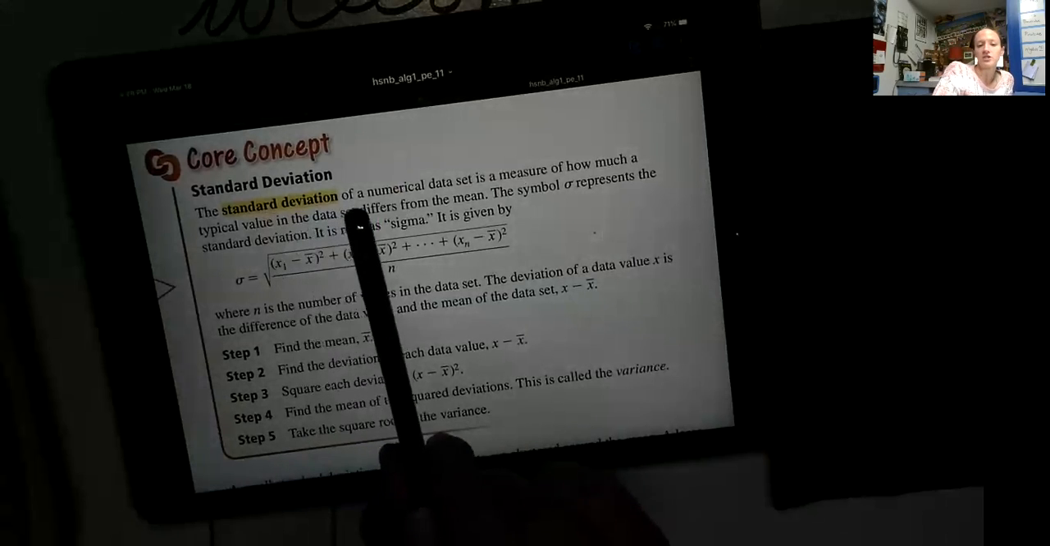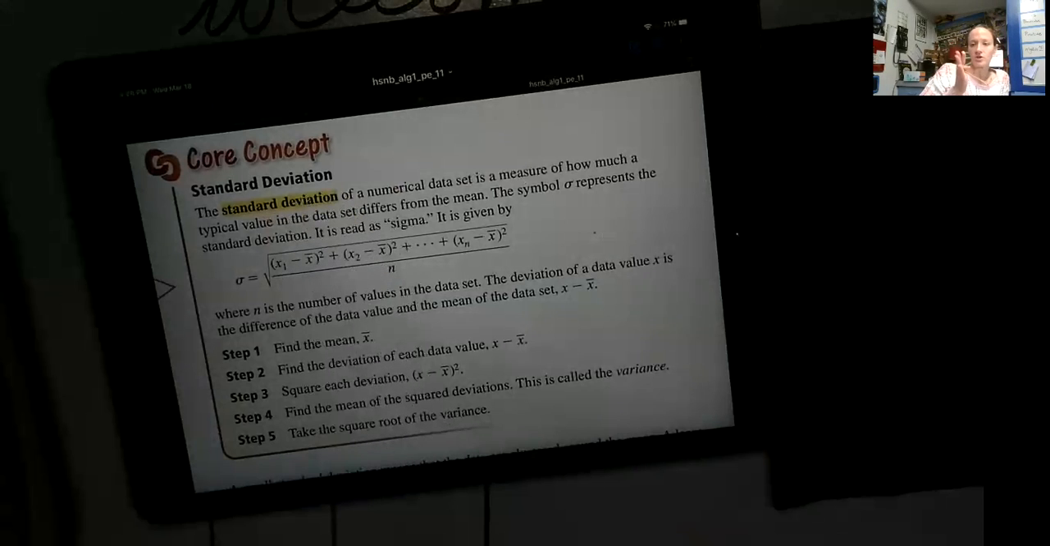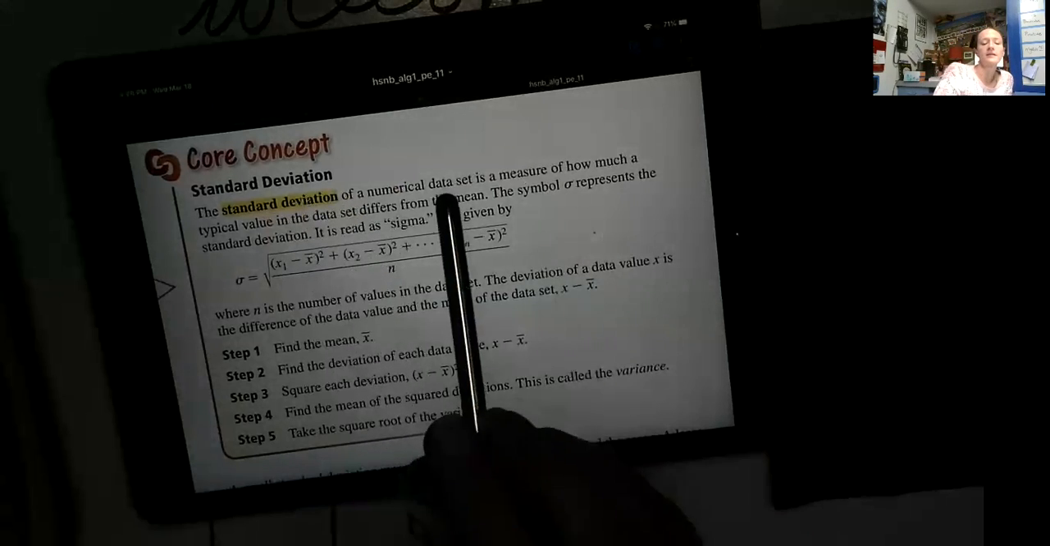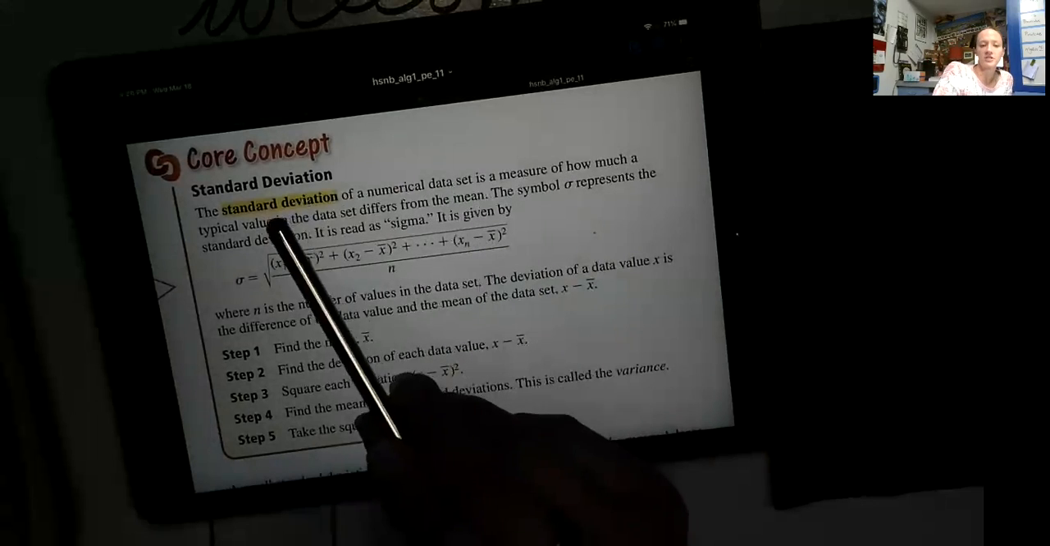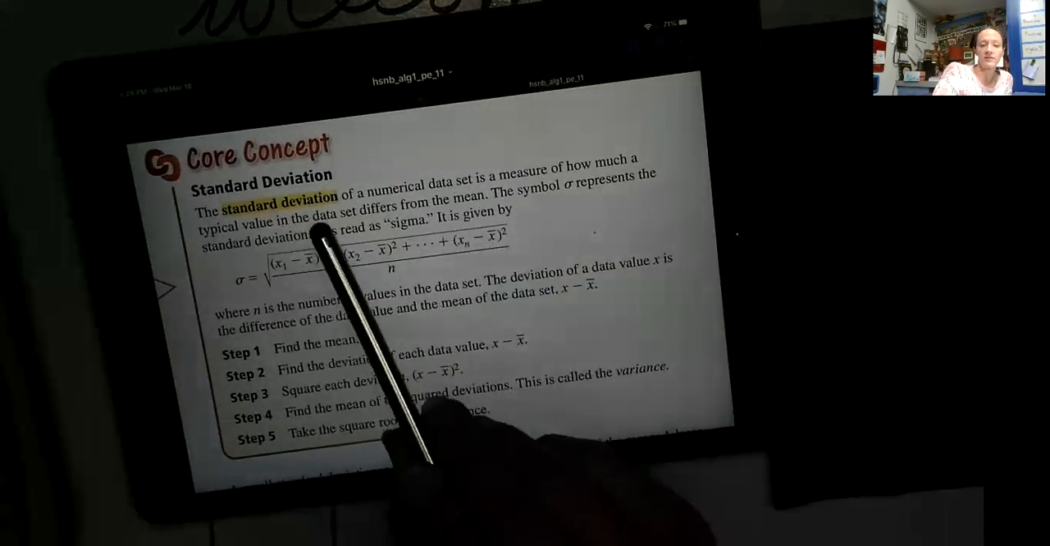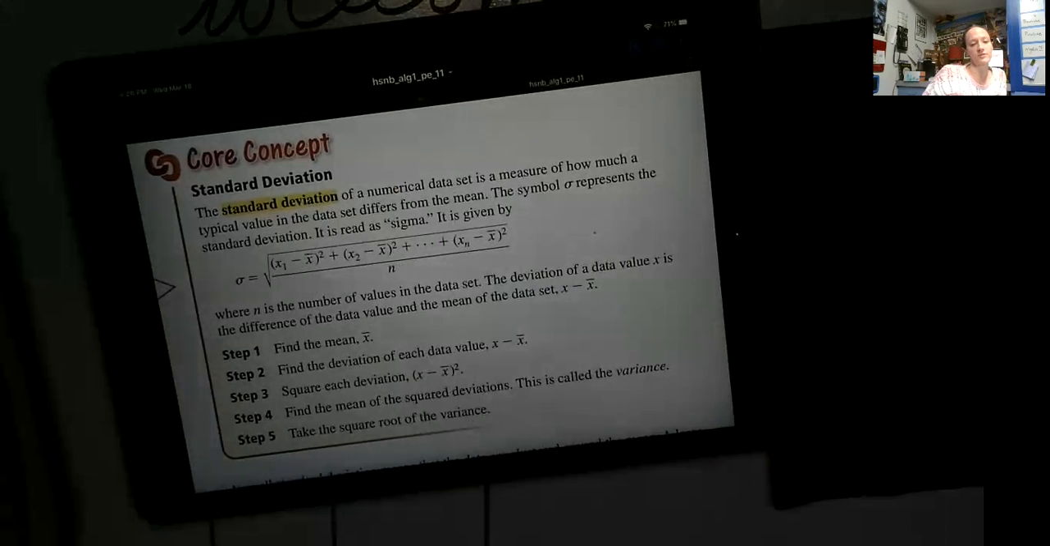The standard deviation of a deviate, to deviate from something, to go off the course. The standard deviation of a numerical data set is a measure of how much a typical value in the data set differs from the mean. How much a typical value in the data set differs from, how far off, deviate, varies, how far off it is. Anyway, so differs from the mean.